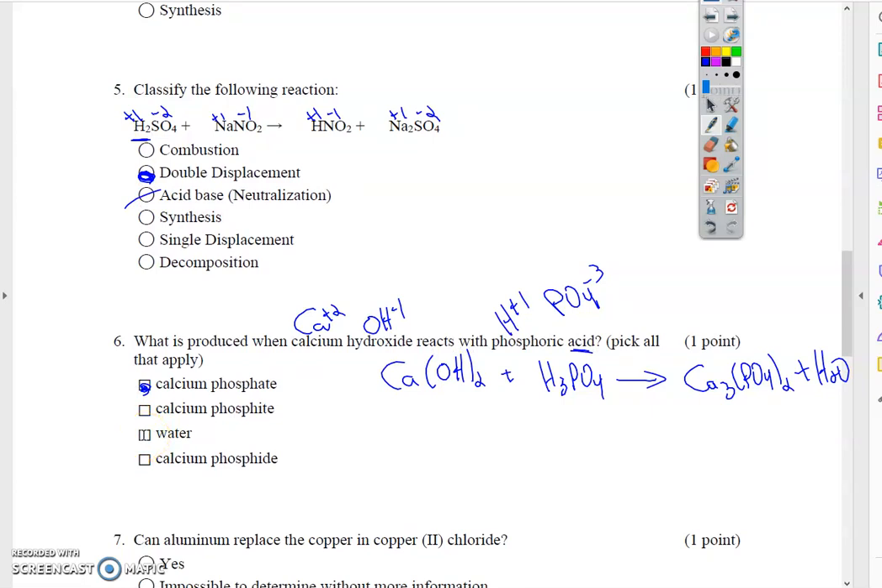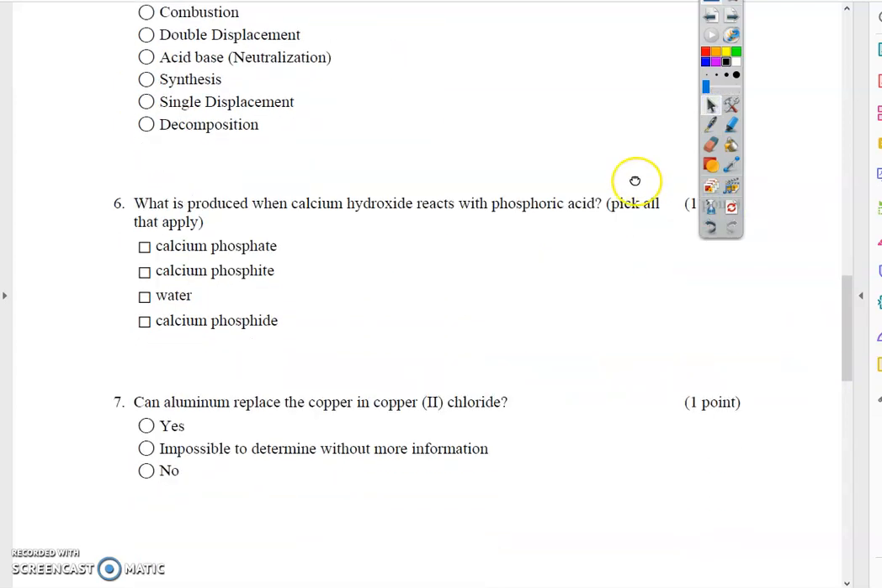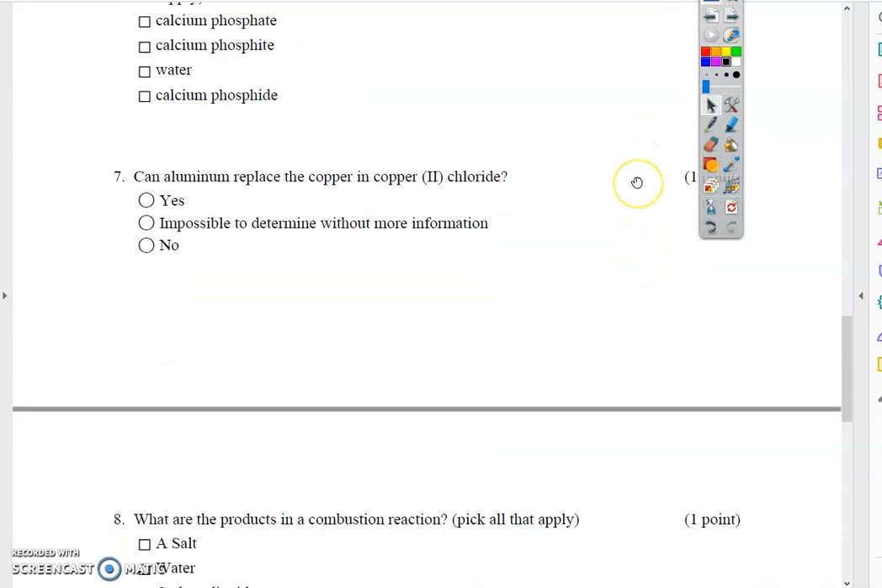All right, so now let me scroll down. Can aluminum replace copper in copper(II) chloride? For this reaction, you have aluminum. It's not diatomic, it's not bonded to anything, so there's no oxidation number, so it's just Al. Can it replace copper in copper(II) chloride? It's telling you that aluminum is reacting with copper(II) chloride. The copper(II) is a +2 copper, chloride's -1, so you get CuCl2.